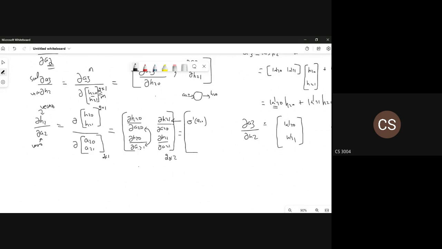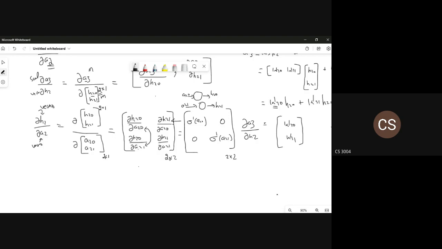And what about the derivative of H20 with respect to A21? It's not connected in this way. A21 goes into the next neuron. It only influences H21, not H20. So this becomes 0. Same thing goes here, becomes 0. Then we have this sigma dash of A21. It's a 2 by 2 matrix.